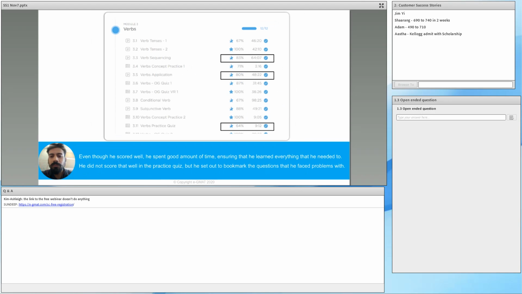Okay. Now, this is the verbs module. Again, very, very similar architecture. What you see over here is, again, he did not do well in this file over here, but he did well.